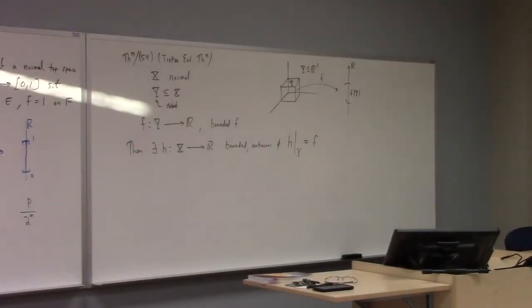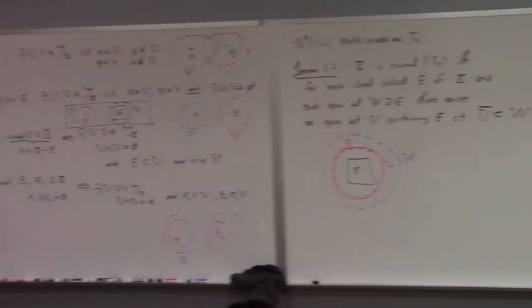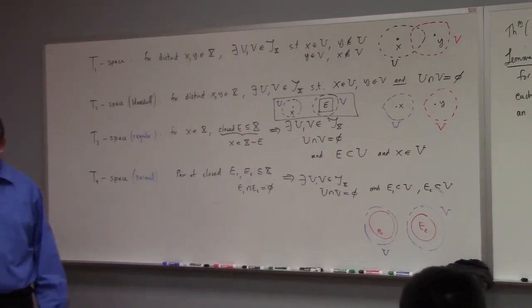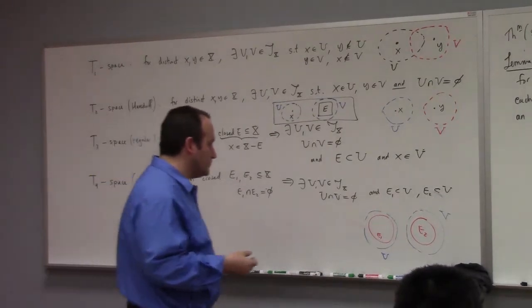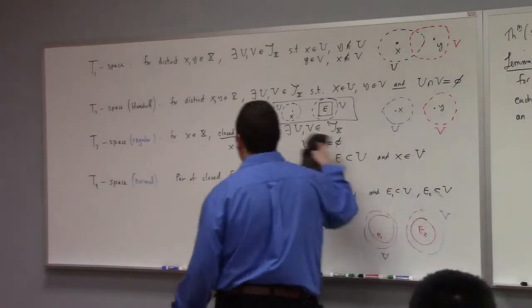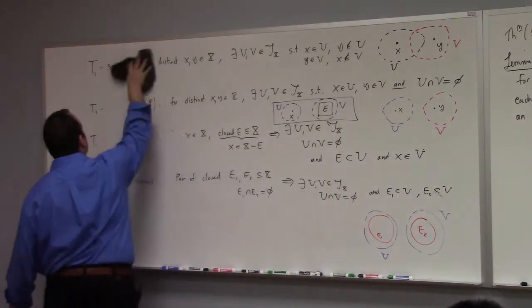So compactness. What's the definition? What do we mean if we say a topological space is compact? What should that mean? X is a compact topological space if what?